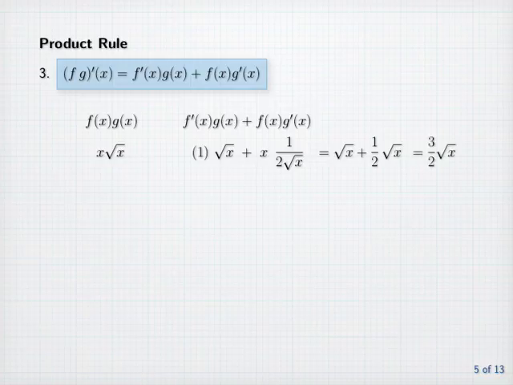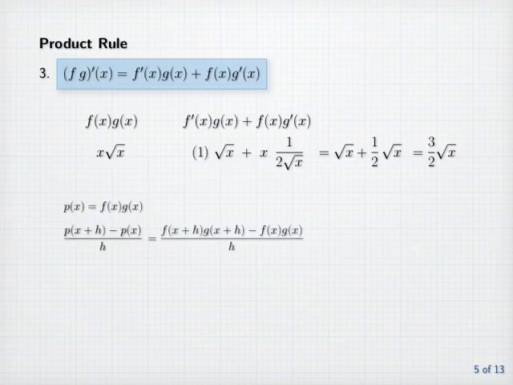Now let's see if we can see why the product rule is true. The difference quotient for f of x times g of x is f of x plus h times g of x plus h minus f of x times g of x, all divided by h. Now we use a little bit of trickery here. We'll make some space between the terms in the numerator and subtract f of x times g of x plus h and add the same term.